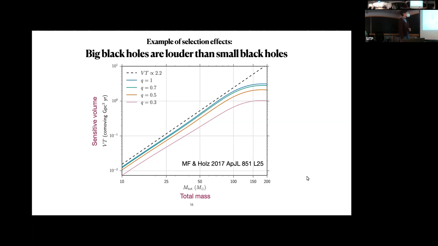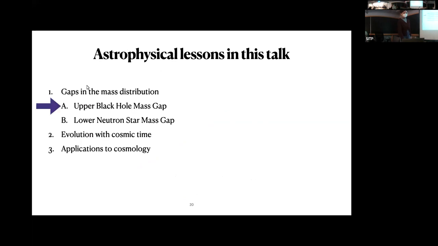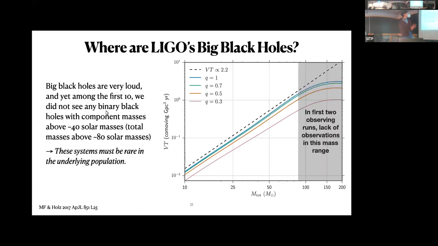Okay, cool. So for the rest of the talk, I'll go through a few of these astrophysical lessons having to do with the mass distribution, the evolution over cosmic time, and also some cosmology. I'll start with gaps in the mass distribution. There are two gaps that we talk about in the compact object mass distribution. For this talk, I'll just be talking about the upper black hole mass gap, but know that there's also another mass gap, and I'm happy to talk about that later.